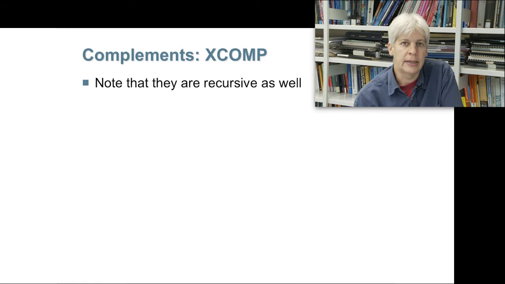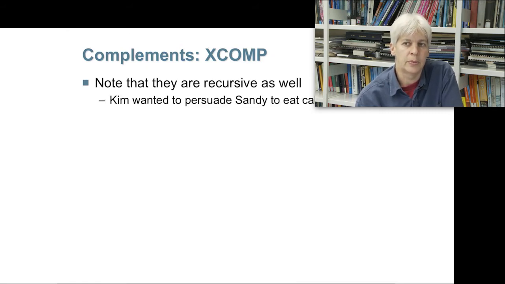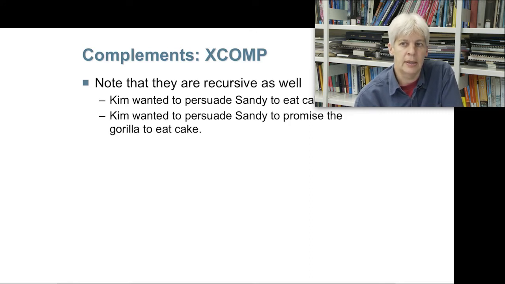Note that just like the COMPs, they're recursive as well. So we can have: Kim wanted to persuade Sandy to eat cake. We have two verbs in here, wanted to do something. What did Kim want to do? She wanted to persuade Sandy to eat cake. Kim wanted to persuade Sandy to promise the gorilla to eat cake. Three of them in there.